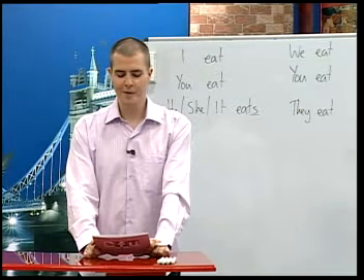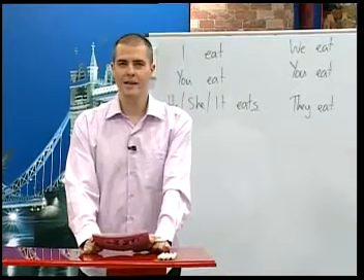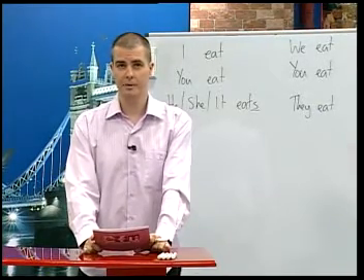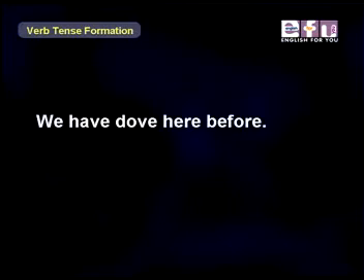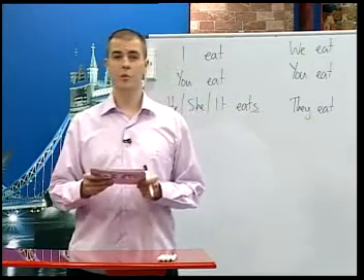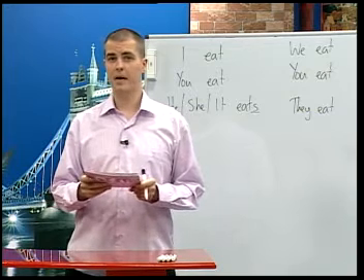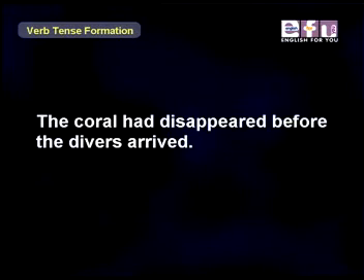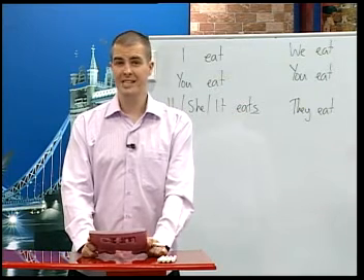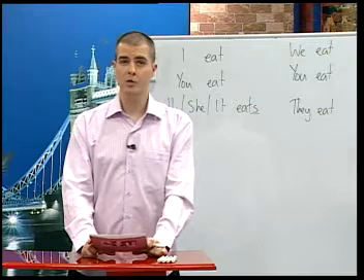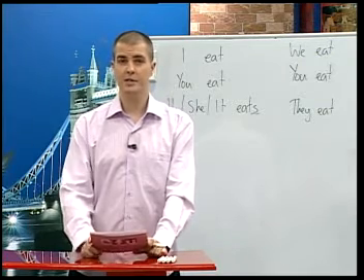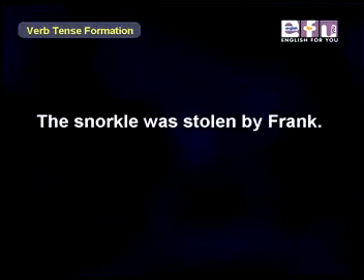To form the present perfect, we use have, has, plus past participle. Here's an example. We have dove here before. To form the past perfect, we use had plus past participle. The coral had disappeared before the divers arrived. To form the passive, we use is, was, or were plus the past participle. An example, the snorkel was stolen by Frank.